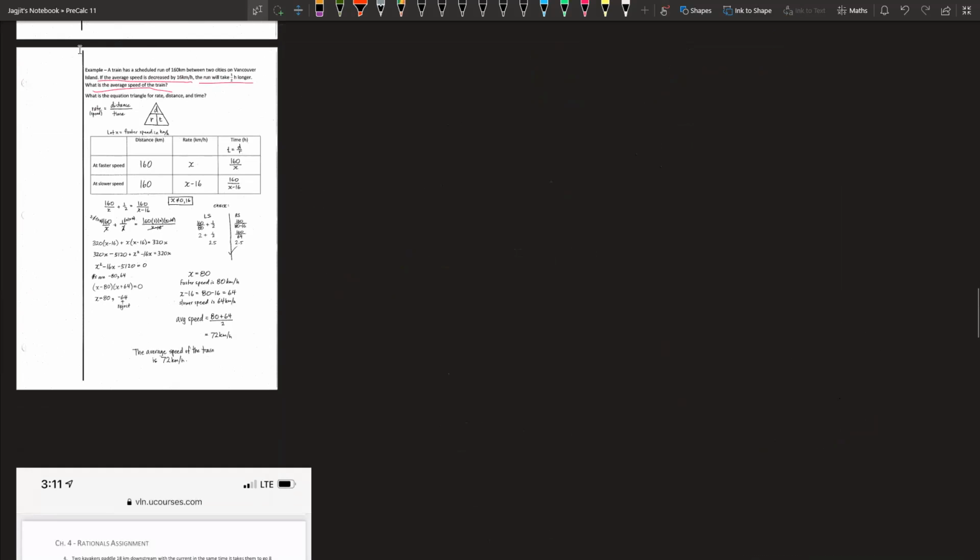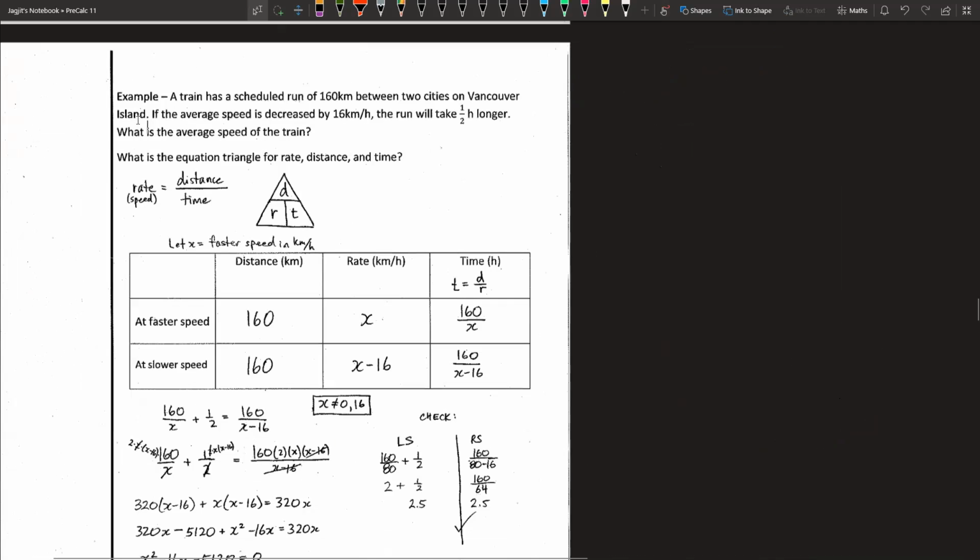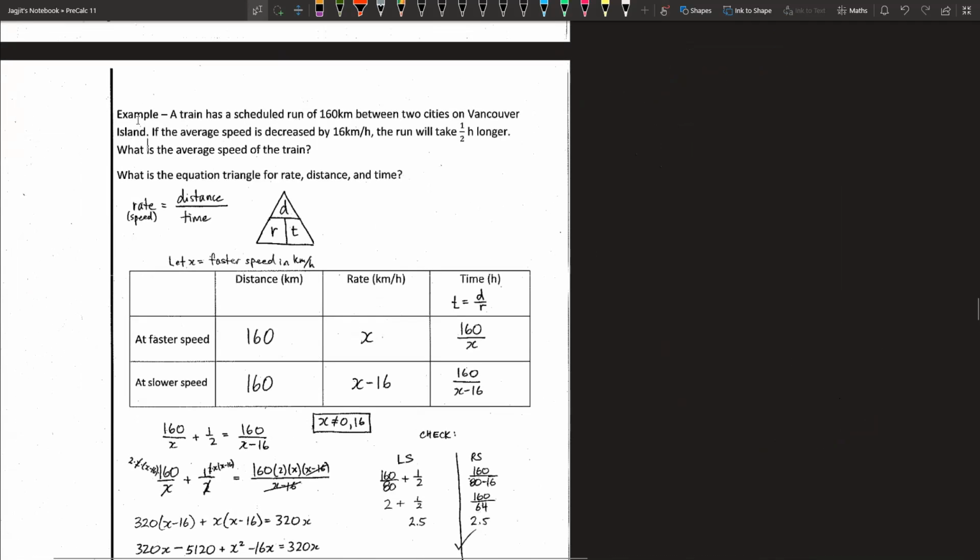Okay. Another typical question you can come across is a distance question, distance time question. Let's read through this question, folks. Question says, a train has a scheduled run of 160 kilometers between 2 cities on Vancouver Island. If the average speed is decreased by 16 kilometers per hour, the run will take half an hour longer. What is the average speed of the train? And the question, okay, that's it. That's all the question is going to say.